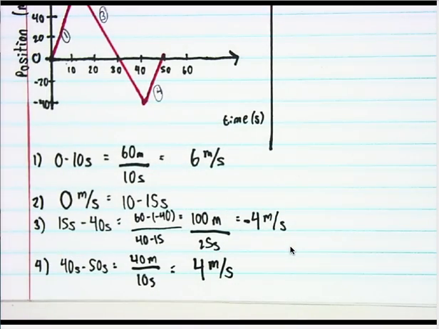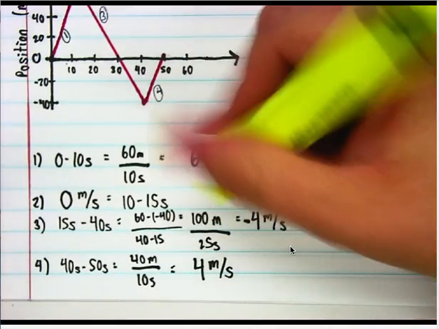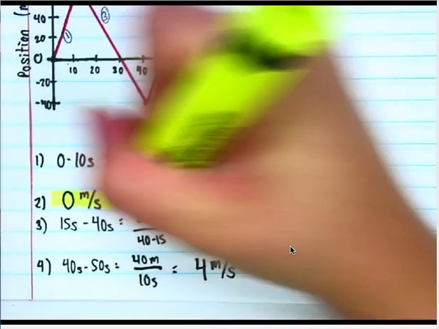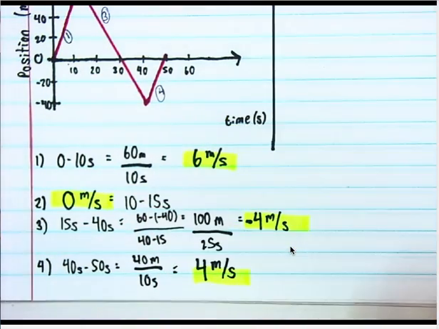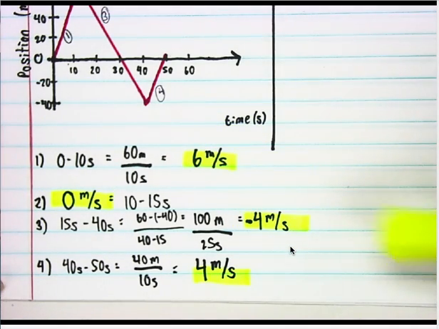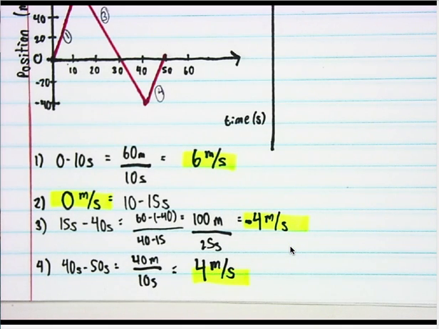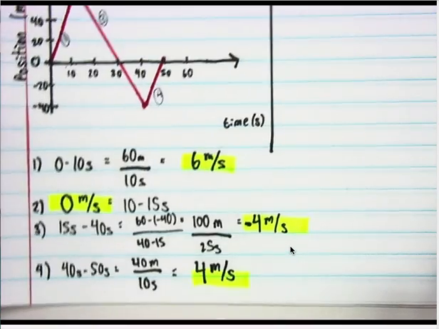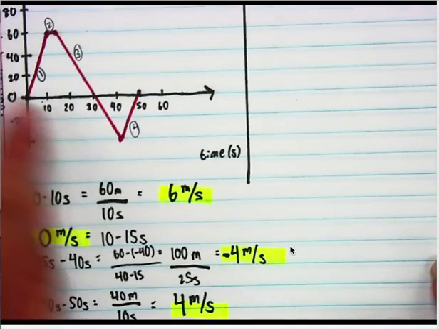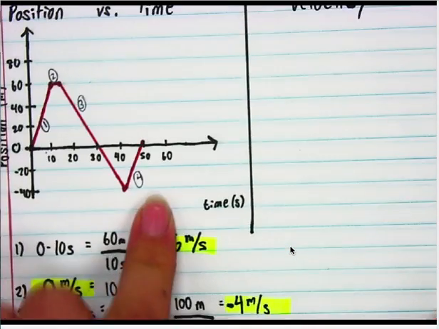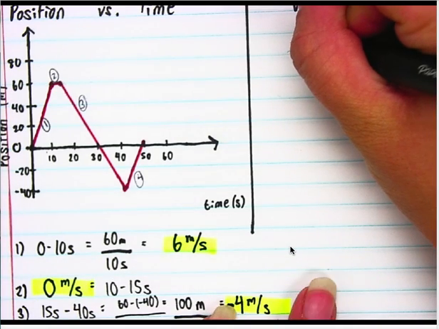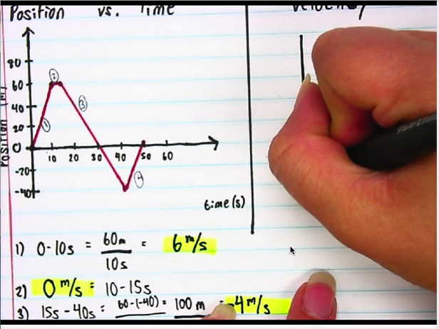Now these speeds are what belong in our velocity versus time graph. So its fastest speed is 6 meters per second. It is at 0 for a bit, and it's also at negative 4 meters per second. So that's going to help us set up our scale for our velocity versus time, and it's still over this 50 seconds. The time doesn't change. So let's go ahead and set up our scale.